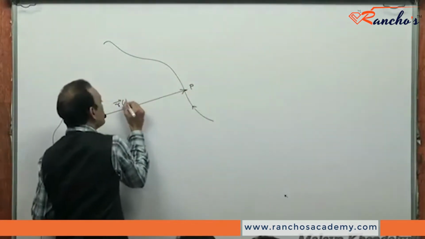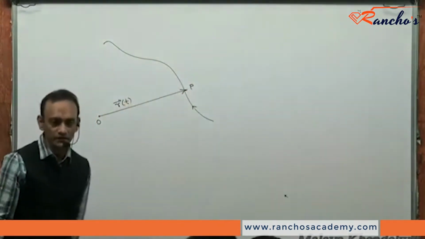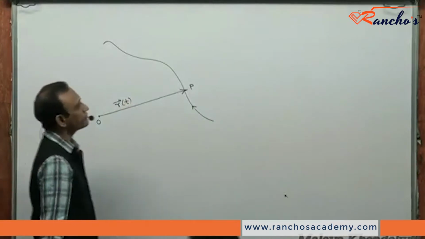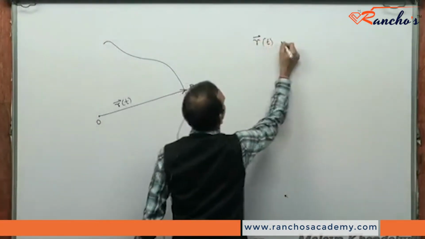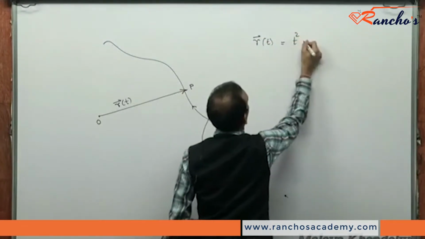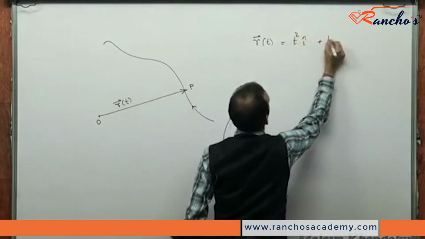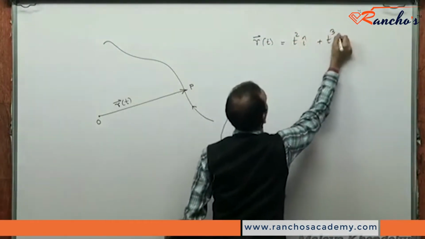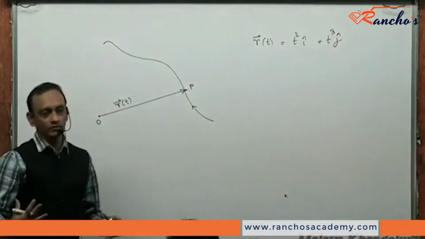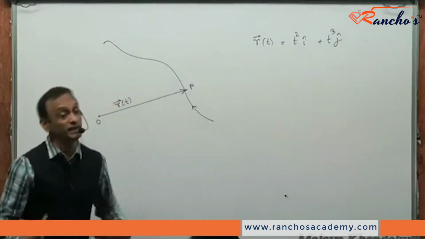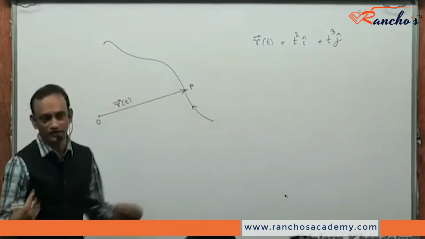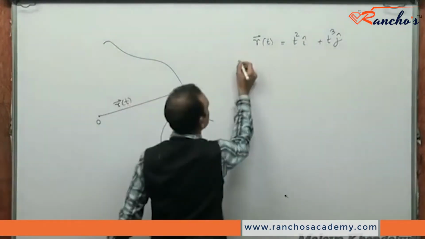R will be a function of time, right? Say, for example, R could have been t squared i cap plus t cube j cap. R is a function of time. And what we've learned is that the rate of change of R with time is velocity. This is what we learned.